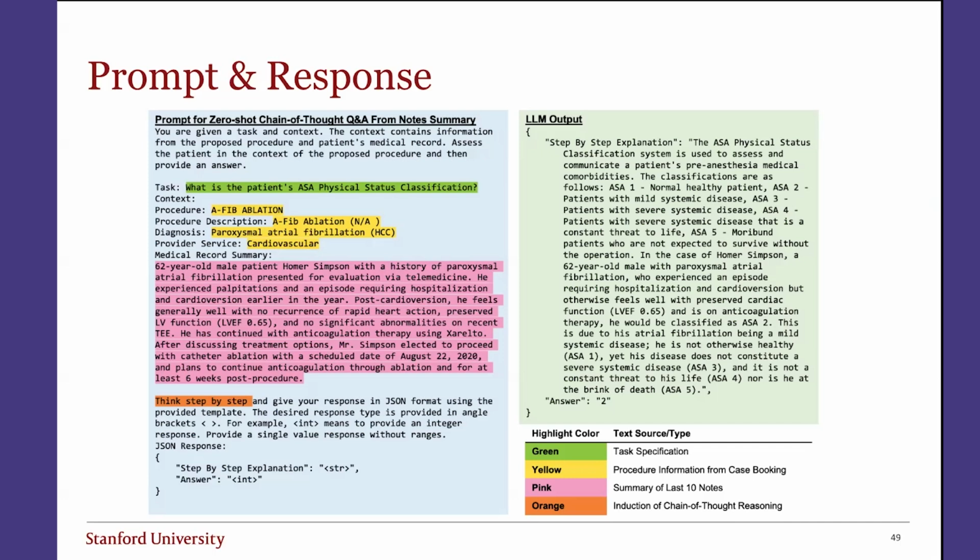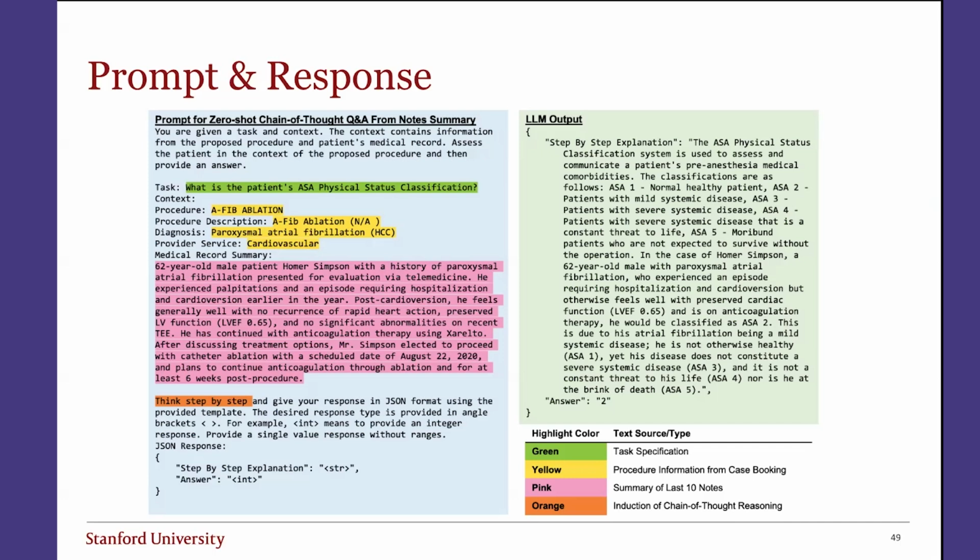And then we did also experiment with chain of thought reasoning, which is a special LLM prompting technique, and so in this particular illustration, we're using chain of thought reasoning, and this is how we induce the chain of thought reasoning. The green box on the right is the output of the LLM. And so in this particular case, because we're doing chain of thought reasoning, we asked the LLM to give its step-by-step explanation of what it thinks the ASA physical status classification should be, and then provide the answer after it has the ability to attend to that explanation and rationale.